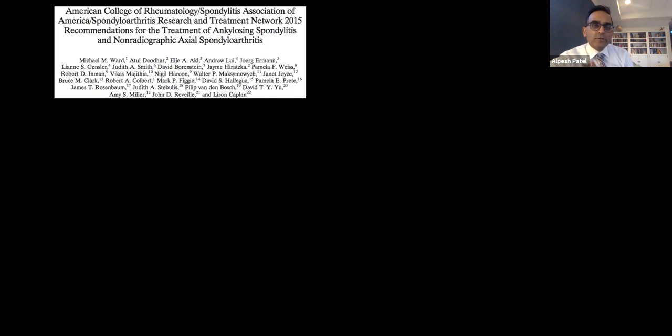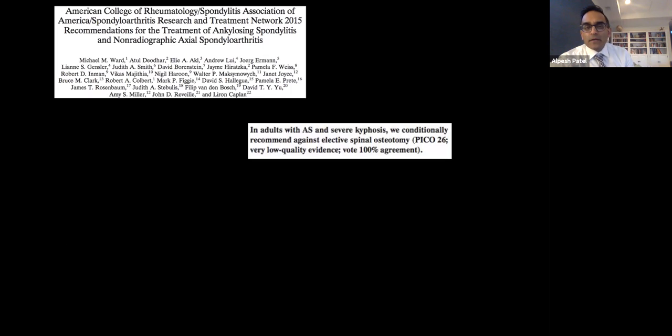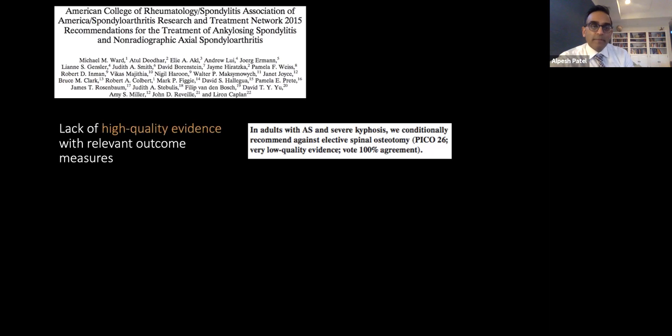If we look at the literature on ankylosing spondylitis, it's actually so common that even the American College of Rheumatology has come out with treatment guidelines. This was an update, I think, from 2015 from them, and they basically talk about recommending, this was pretty strong language actually at the time, conditionally recommending against elective spinal osteotomy. So I'm going to take a quick side note on this one, so we dig into it a little bit.